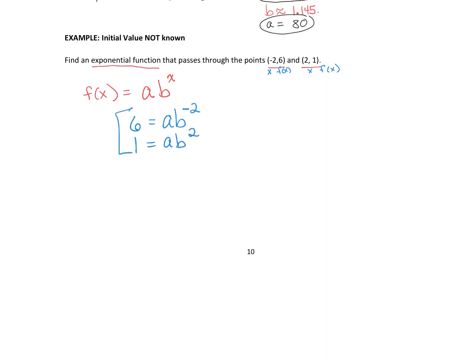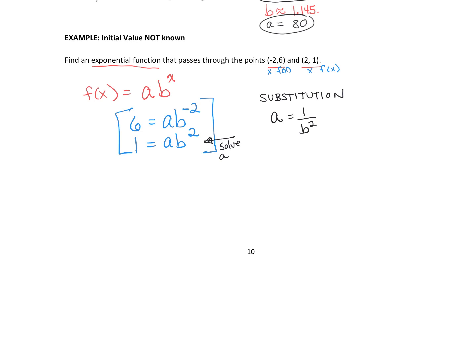So here is my system of equations. Now there are a couple of ways that we can solve this system of equations. The goal being to eliminate one of the variables and then find the other. I'm going to do this two different ways. The first time, I'm just going to use substitution. So we're going to take this second equation and I'm going to solve for a. I'm going to get a is 1 over b squared.